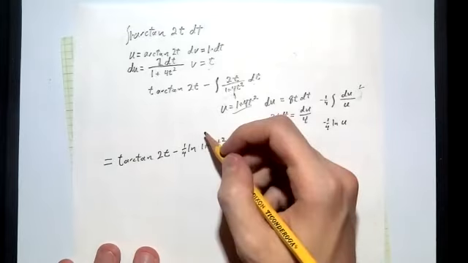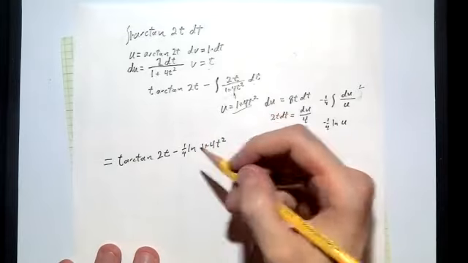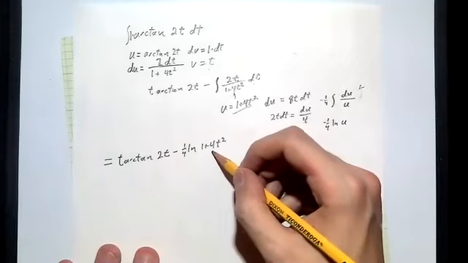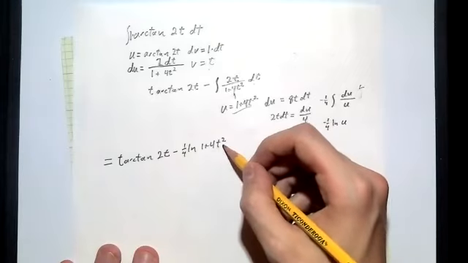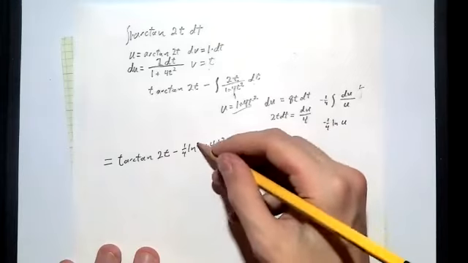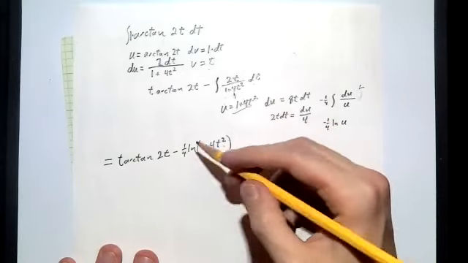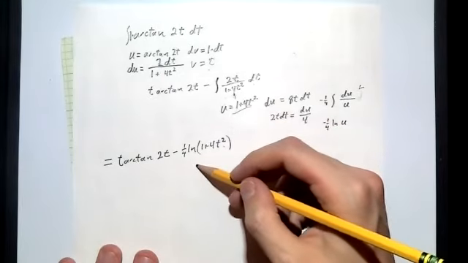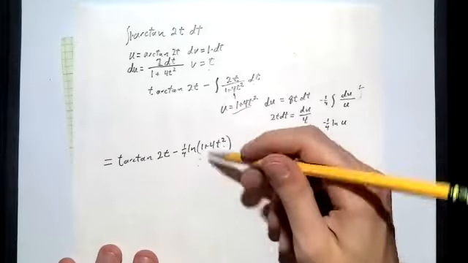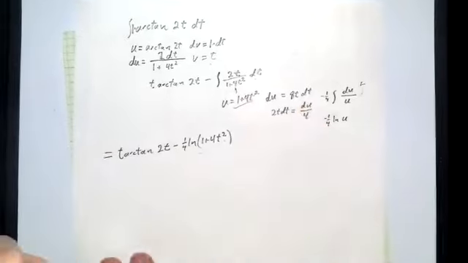And sometimes I think WebAssign prefers if you use absolute values. In this case, you don't really need to, because this is always going to be positive due to the t squared. Just keep in mind that if you ever get a problem wrong on WebAssign that has a natural log, don't immediately assume that you did everything wrong. Think if it just needs the absolute values.